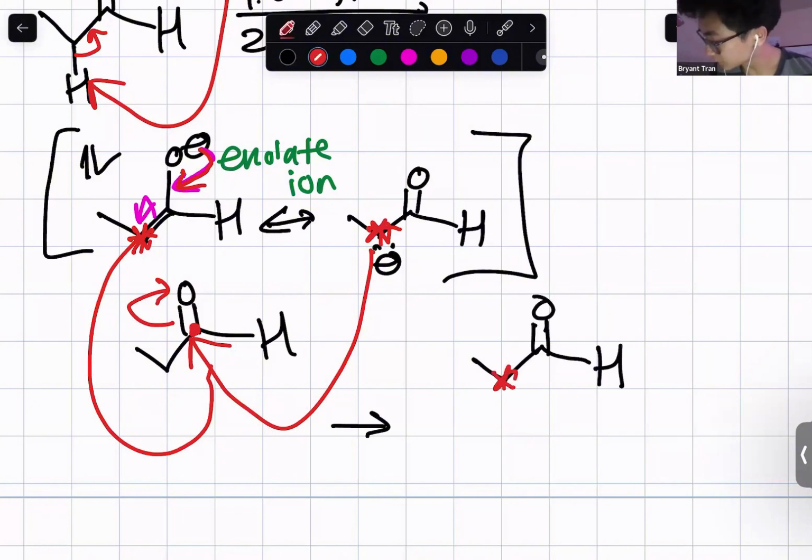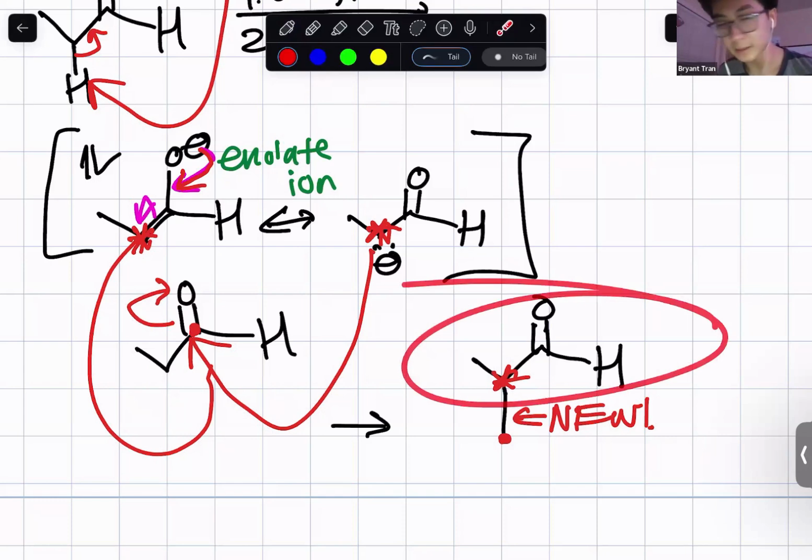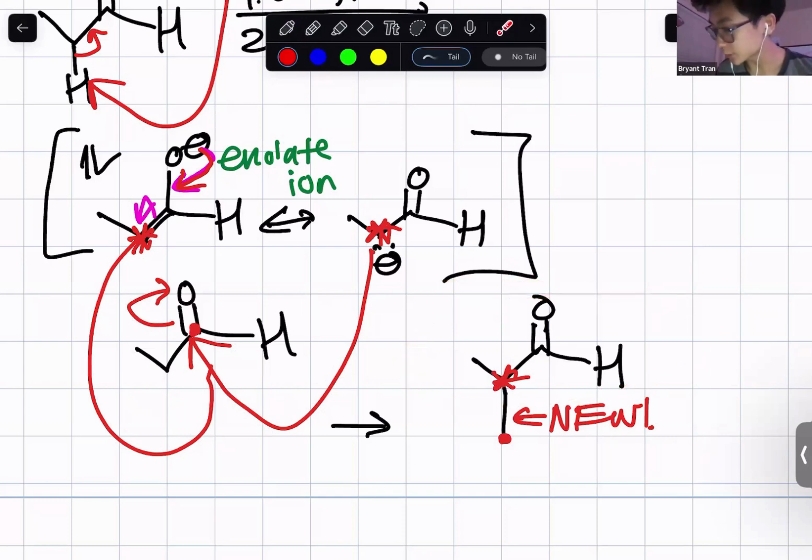This is my starred carbon here. This is going to be the new bond between the starred and dot carbon right here. Now I draw whatever is attached to my dot carbon. I already drew out everything attached to my starred carbon, right? The starred carbon has this methyl group and this aldehyde.